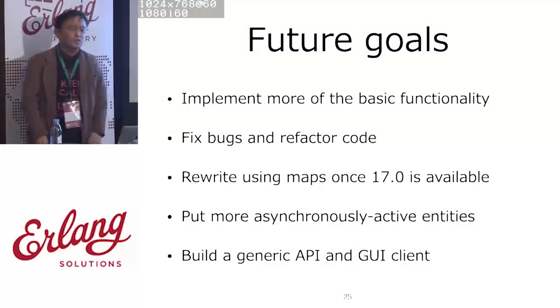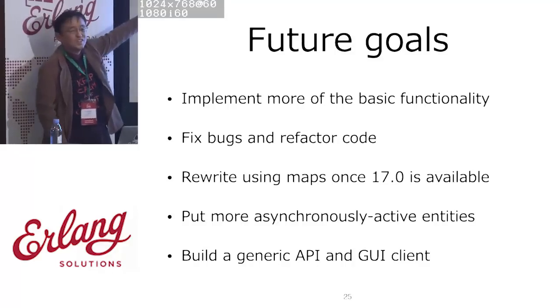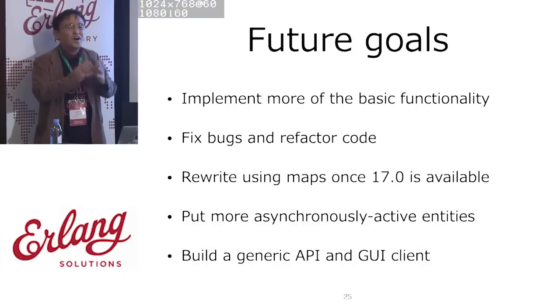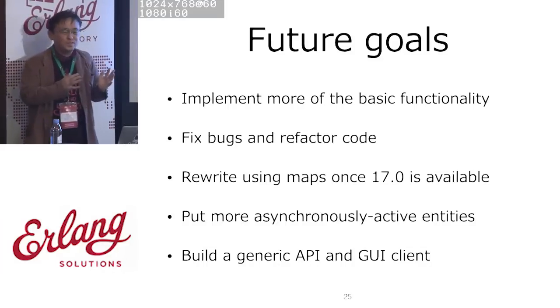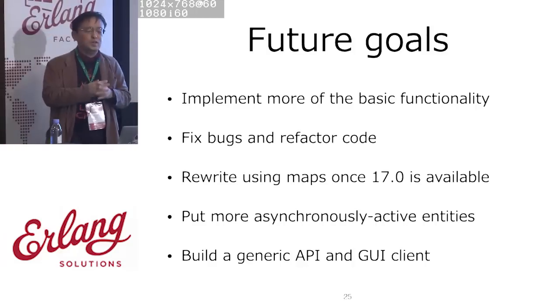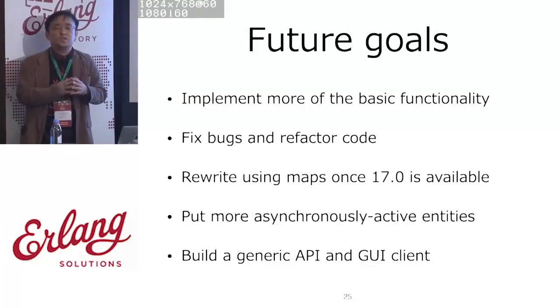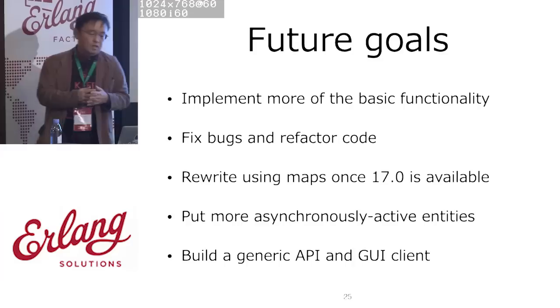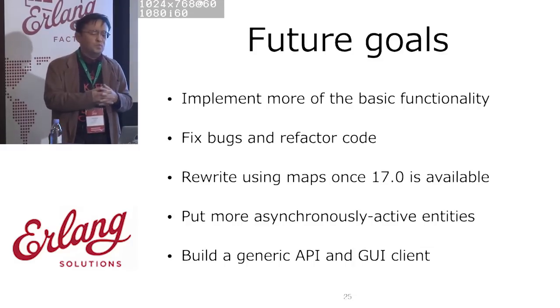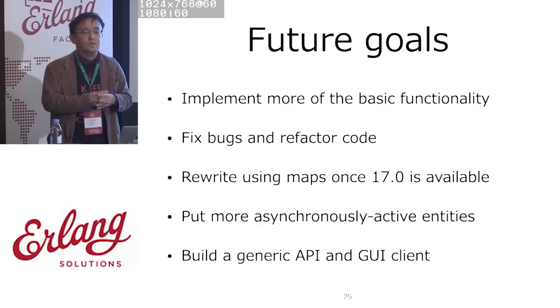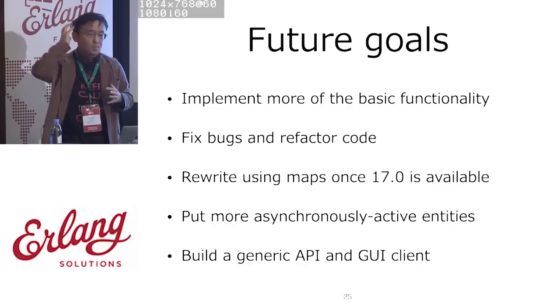And the future goals, of course: I need to extend this a little bit more. This is so far from complete. And of course, fixing bugs and refactoring code. And rewriting using maps is surely one of the interesting things from the Erlang point of view. And maybe I can put in more asynchronously active entities like Klingons, thinking in a more sophisticated way.